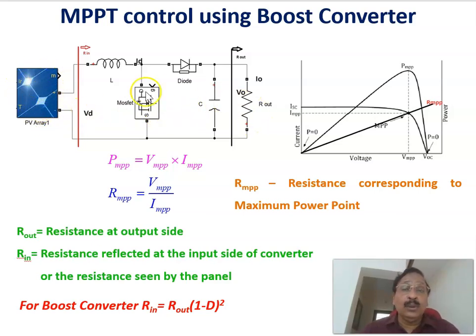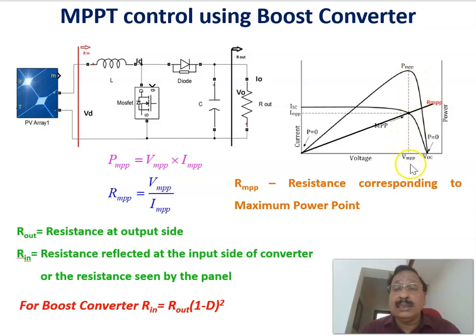And here if you plot the current-voltage or IV characteristics of the PV array, this is the IV characteristic, and this is the short circuit current and this is the open circuit voltage. If you draw the corresponding PV curve, it is the product of current and voltage, which gives you power. So this is the PV curve of the PV array. This is the maximum power.